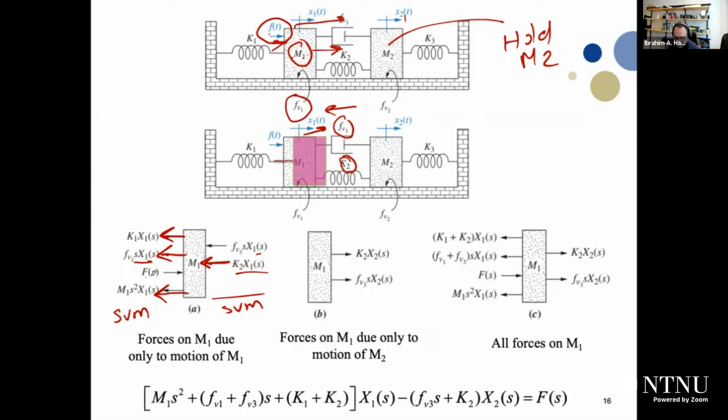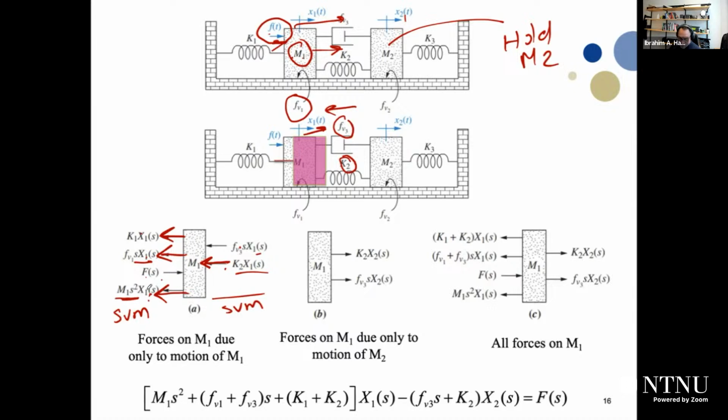What are the values of those forces? We can start with M1 S squared multiplied by X1. This one plus this one plus this one plus this one plus this one equals F of S.